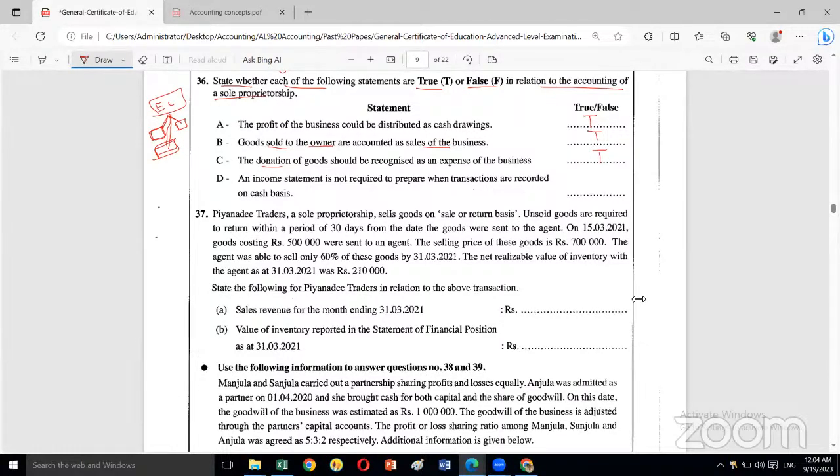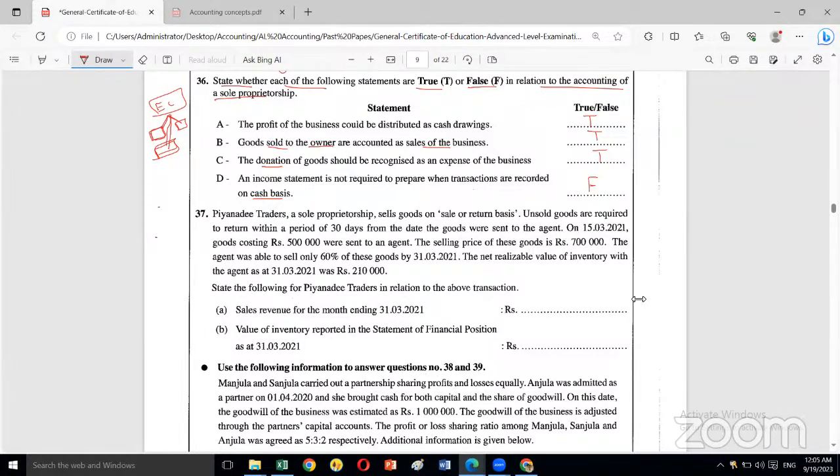True. D, an income statement is not required to prepare when transactions are recorded on cash basis. No, Putta. Even if we are recording in some prime entry books, we are recording on the cash basis, for example the cash book. An income statement is not required to prepare when transactions are recorded on cash basis. No, not like that. So which is false? False. Okay, question number 37.